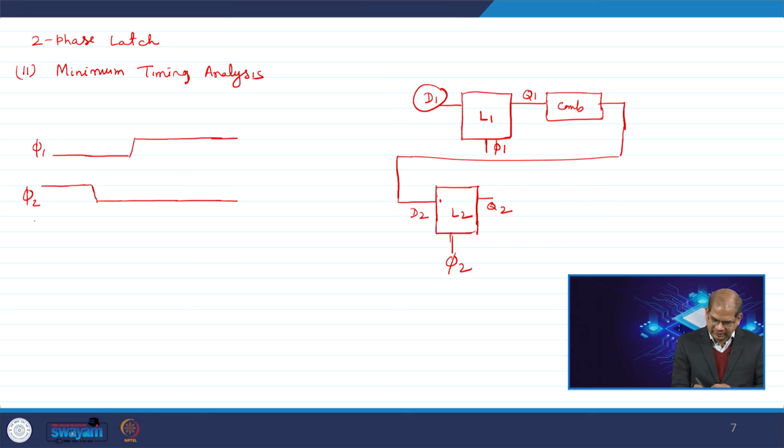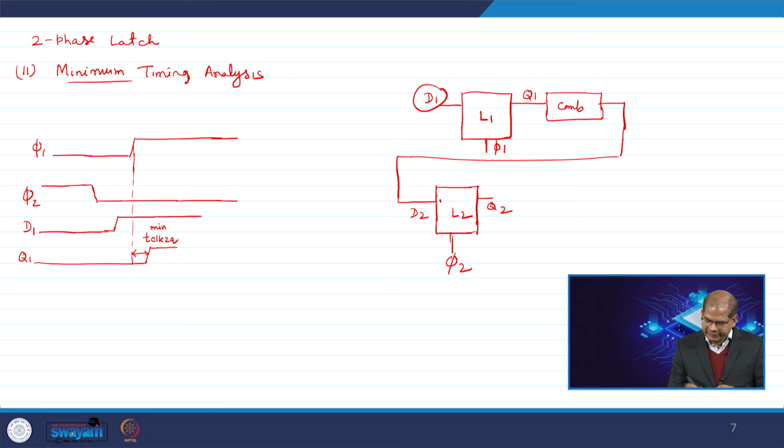So what is the thinking here is that we have phi 1 and phi 2, then we have D changing, let us say D is here. Okay. So now I have D 1, which is basically changing somewhere here before the positive half cycle of the phi 1. Now it will take some time to come to Q 1. What is that time, Q 1 from the rising edge? Let us say this time, since I am doing minimum timing analysis, this delay will be my t clock to q minimum, because I am taking from the rising edge of the clock.